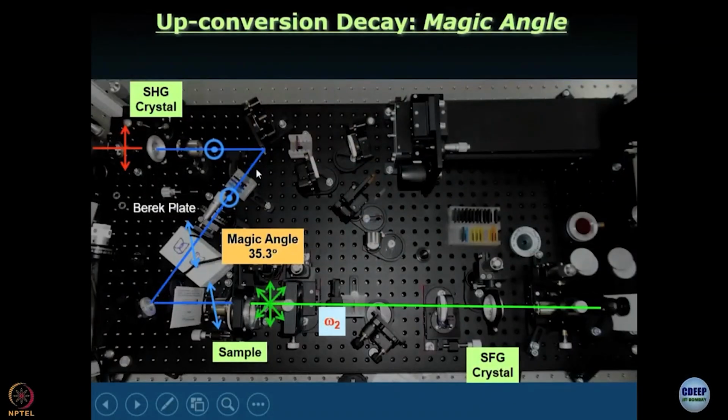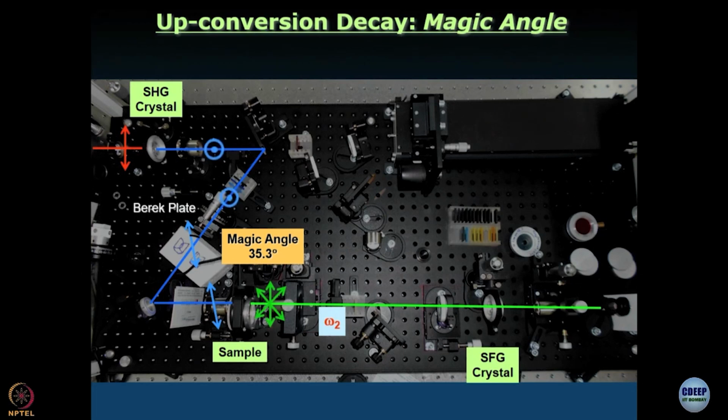If there is homo-FRET, you are going to get a rise. So, magic angle is what you have to maintain, and magic angle does not mean the angle between the beams, it is the angle between polarizations. That is usually achieved by something called a Berek plate. Once again, we will not go into that at the moment. Later on, if there is time for discussing optics in a little more detail, we will come back to that.